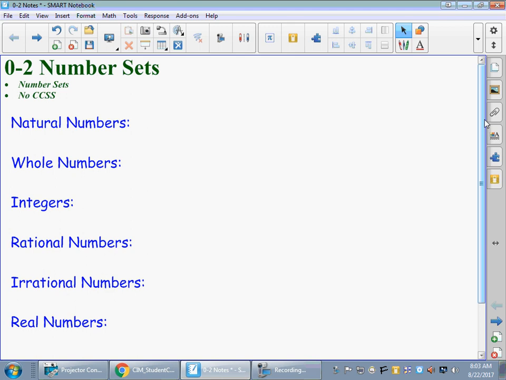Rational and irrational numbers are difficult to represent on a number line because you can't necessarily tell the difference of which one I'm plotting. Is it a rational or an irrational? So I'll just give you a description of those. So for natural numbers, it is just that. These are the numbers that naturally occur to us.